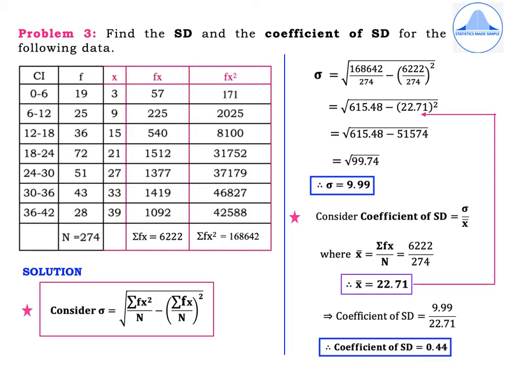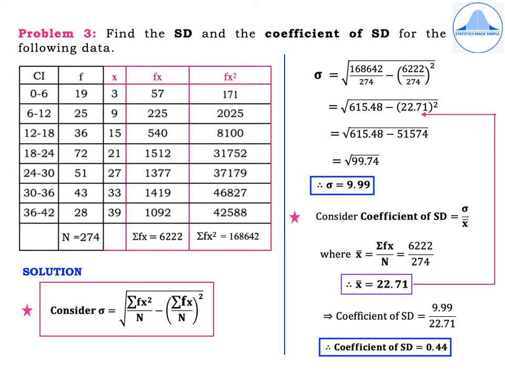It is lower limit plus upper limit of the class interval divided by 2. So 0 plus 6 is equal to 6. 6 divided by 2 is 3. Similarly, 6 plus 12 is equal to 18. 18 divided by 2 is 9. The remaining midpoints are 15, 21, 27, 33 and 39. Then you calculate fx, which is 57, 225, 540, 1512, 1377, 1419 and 1092.